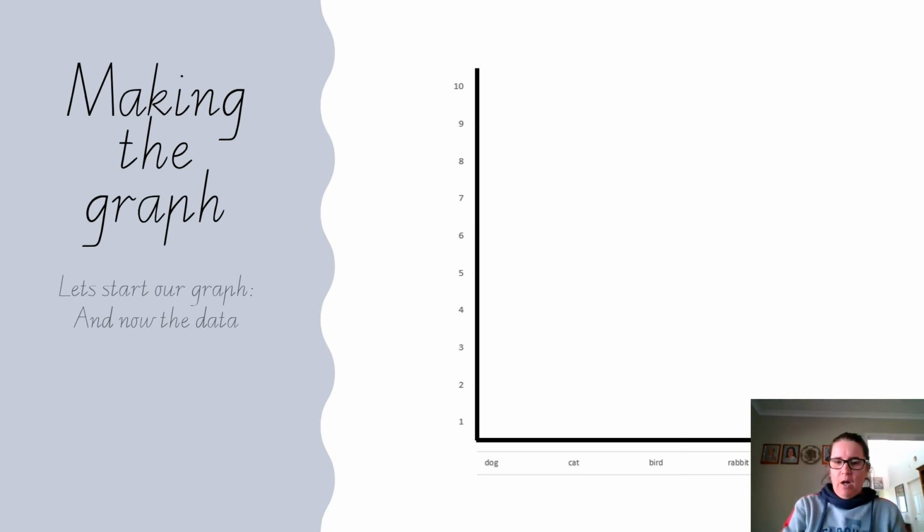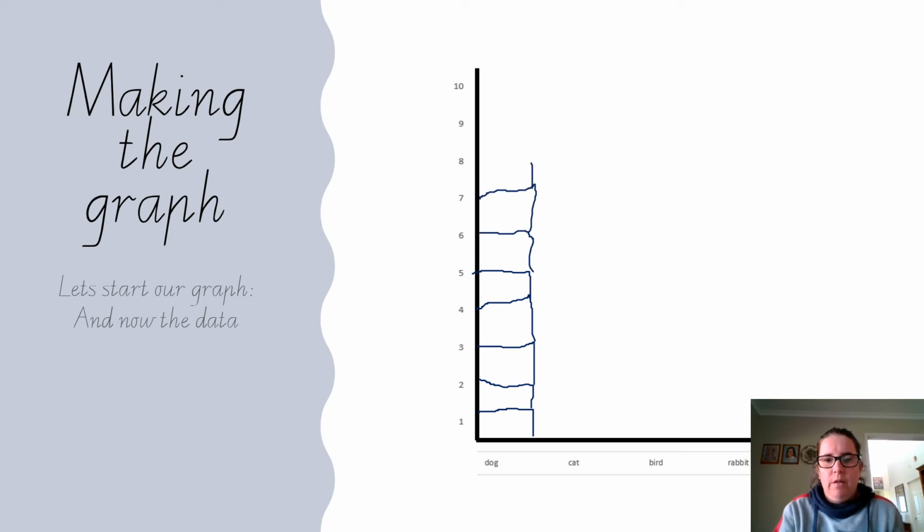So here we go. I have to draw that 9 people liked a dog. So I will need to draw all the way up to that number 9 there. And I'm going to make it blue just to make it a bit exciting. And I'm just going to do this. 1, 2, 3, 4, 5, 6, 7, 8, 9.